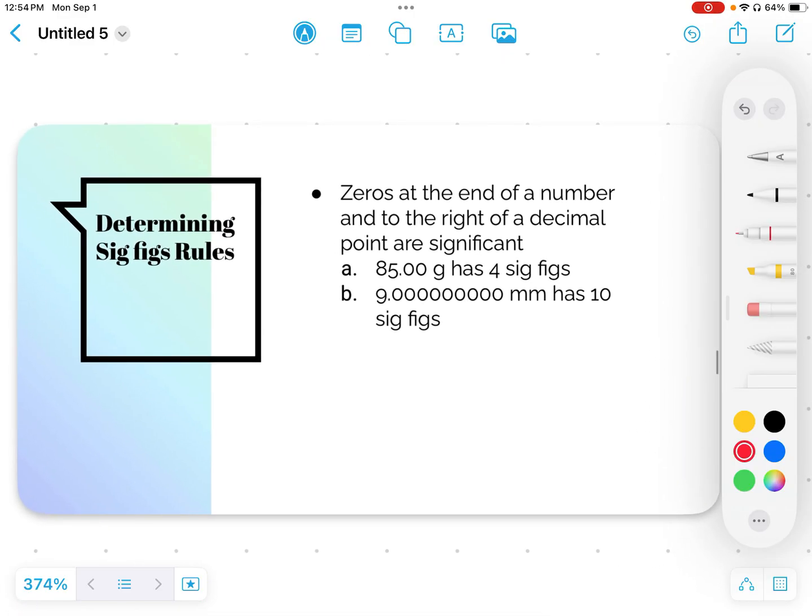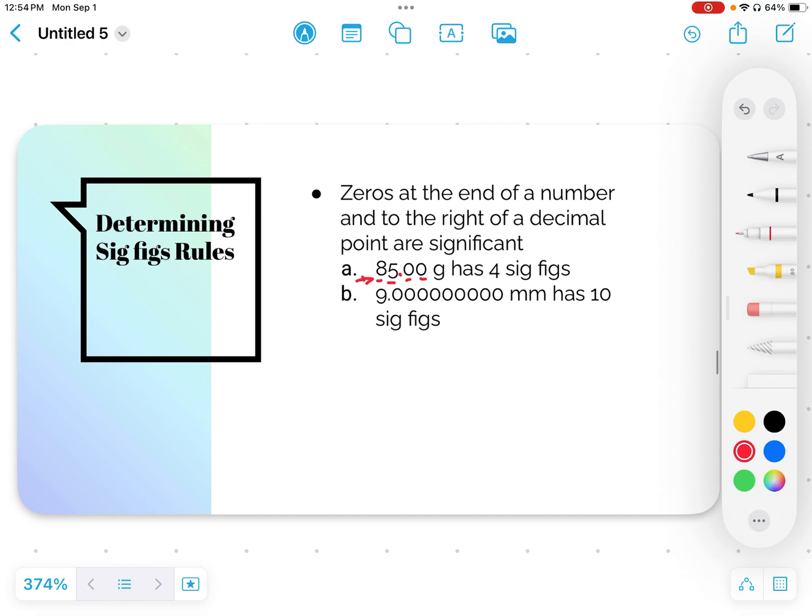Okay, this one is zeros at the end of a number, but to the right of a decimal point are significant. Again, it's still dealing with the decimal points. And so here we have 85. So we have a decimal, go to the front, swim in until you hit a number. Everything behind it becomes significant. So we have 4 sig figs in that number.